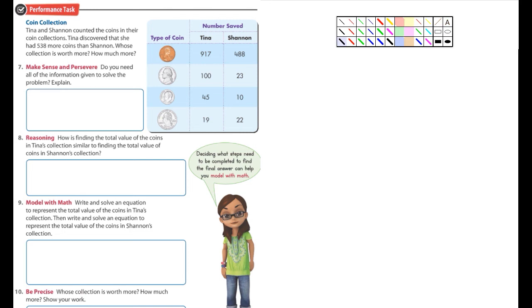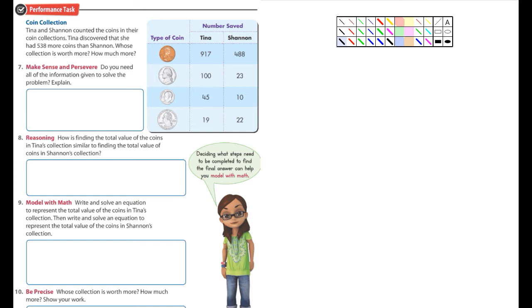Performance task. Tina and Shannon counted the coins in their coin collection. Tina discovered that she had 538 more coins than Shannon. Whose collection is worth more? How much more? All right.